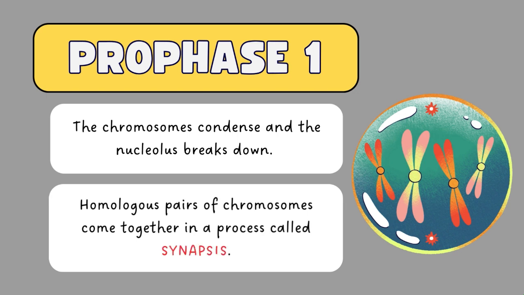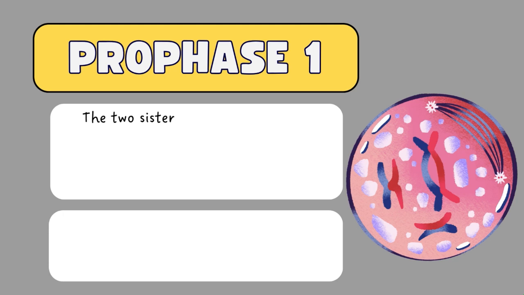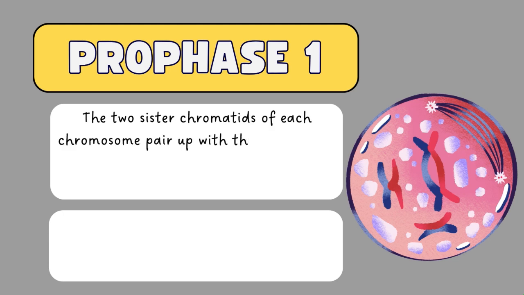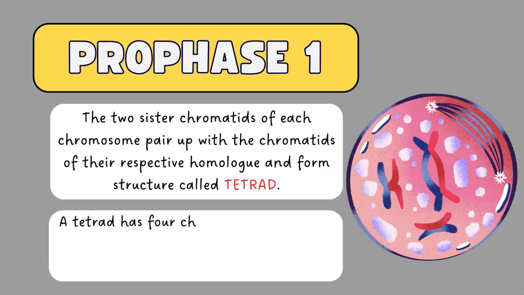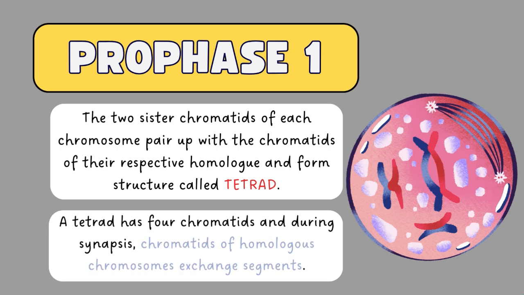Synapsis means the pairing of homologous chromosomes that occurs in prophase of the first meiotic division, during which crossing over occurs. The two sister chromatids of each chromosome pair up with the chromatids of their respective homologue and form a structure called a tetrad. When we say tetrad, two pairs of homologous chromosomes next to each other. A tetrad has four chromatids, and during synapsis, chromatids of homologous chromosomes exchange segments.